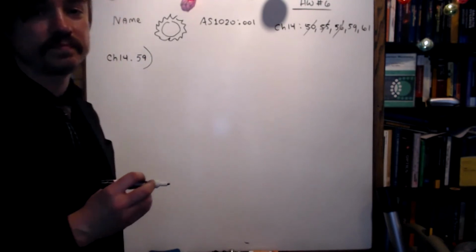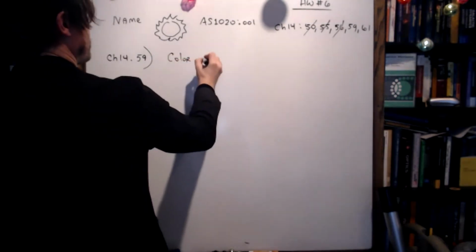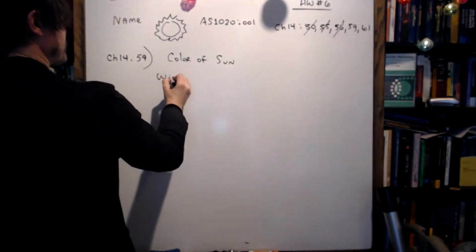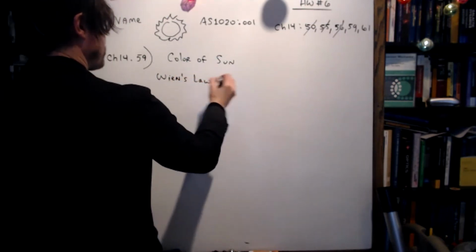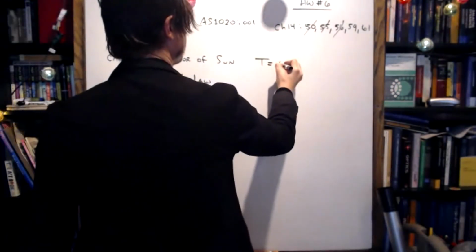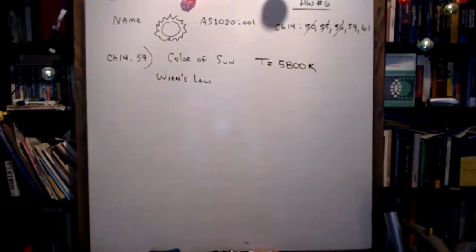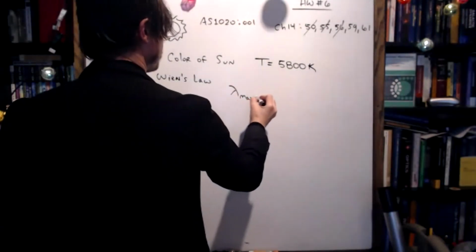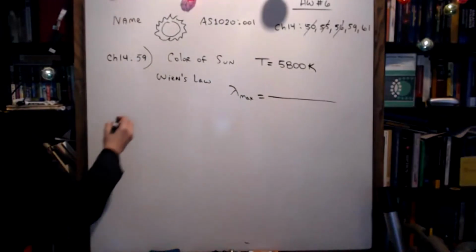The color of the sun. Use Wien's law and the sun's average surface temperature of about 5800 Kelvin to calculate the wavelength of peak thermal emission from the sun. What color does this wavelength correspond to in the visible light spectrum? Why do you think the sun appears white or yellow to our eyes?